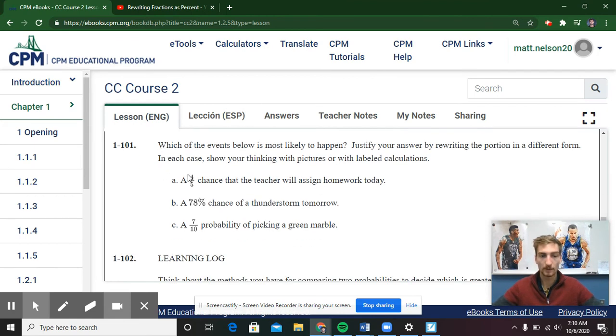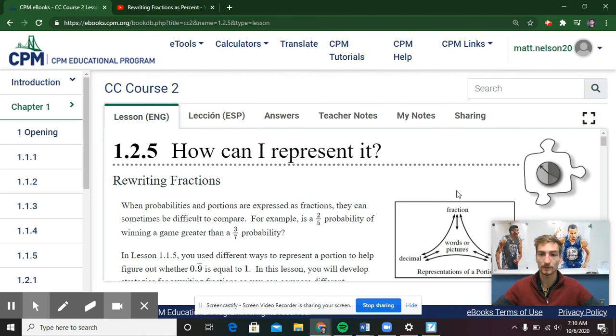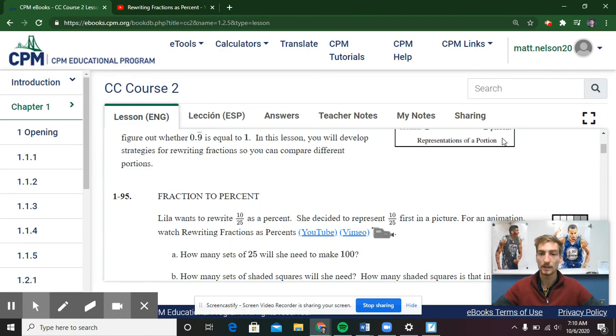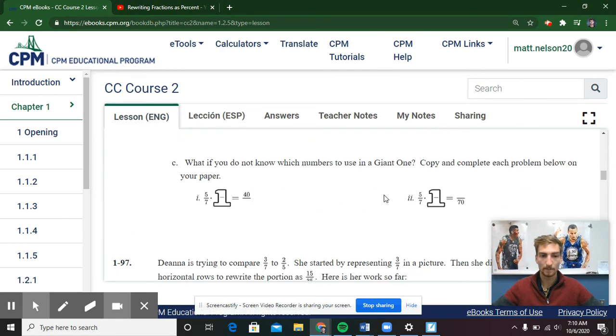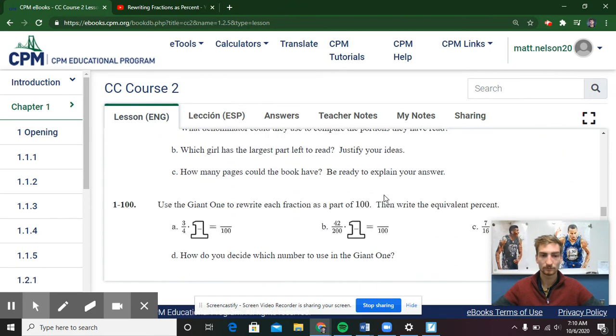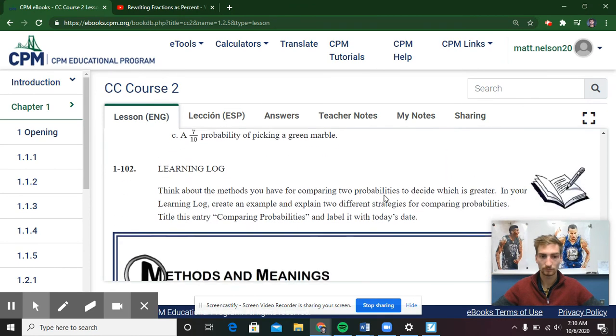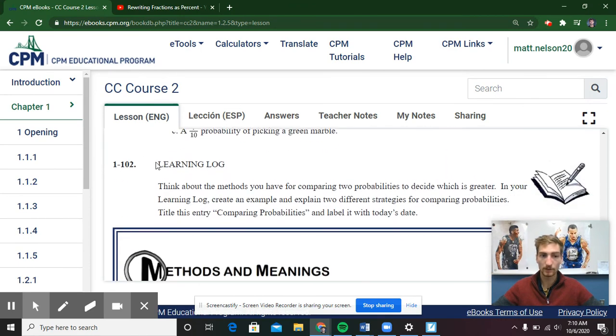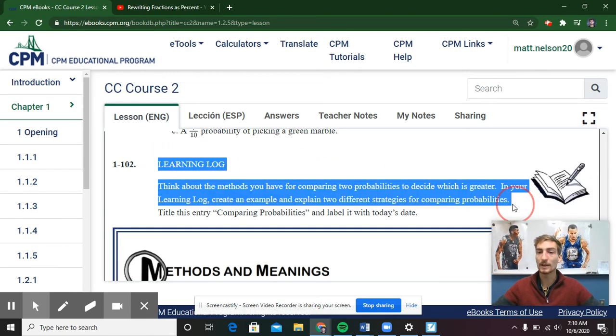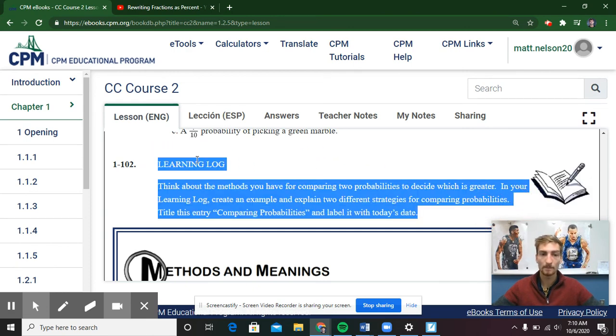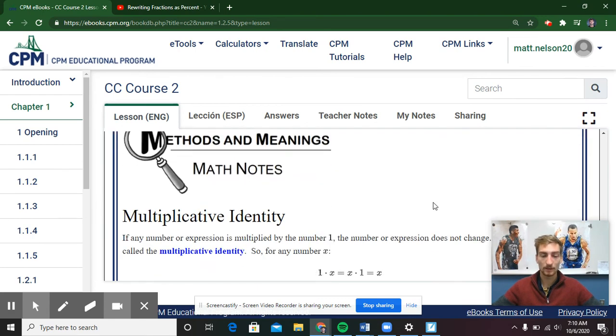And then here you're comparing the different types of probability, but notice some of them are as fractions, some of them are as percentages, and that's why it's so important for us to be able to go from fraction to decimal to percent. Your learning log, just think about these. You don't actually have to log them anywhere, okay? But you're just going to be thinking about this question, see if it makes sense to you, and then you're going to move on to the math notes.